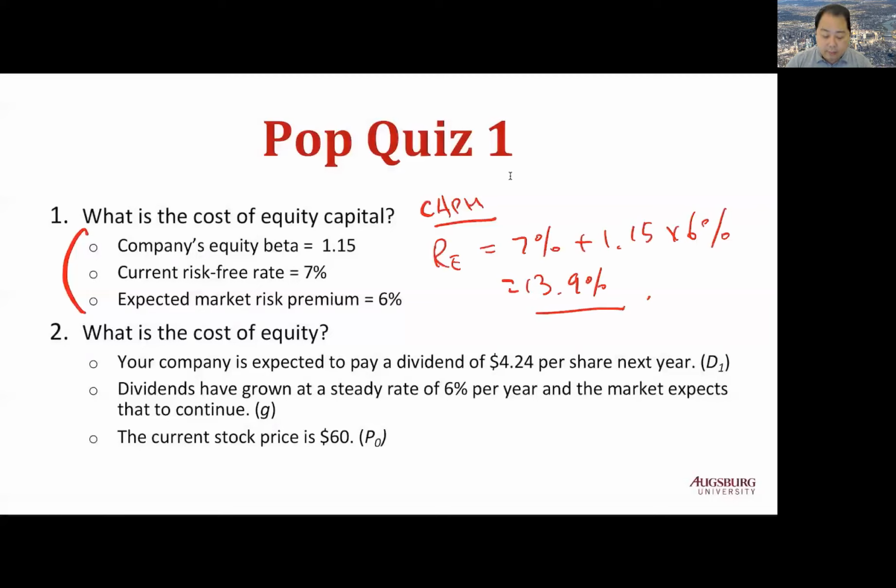Second question, we have dividend growth rate and current stock price. Use the dividend growth model. The cost of equity equals the next dividend $4.24 divided by current price $60 plus 6% growth rate, which is 13.07%.